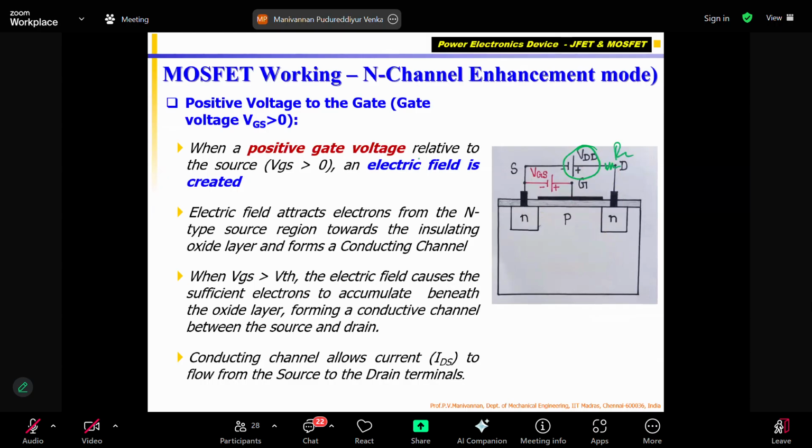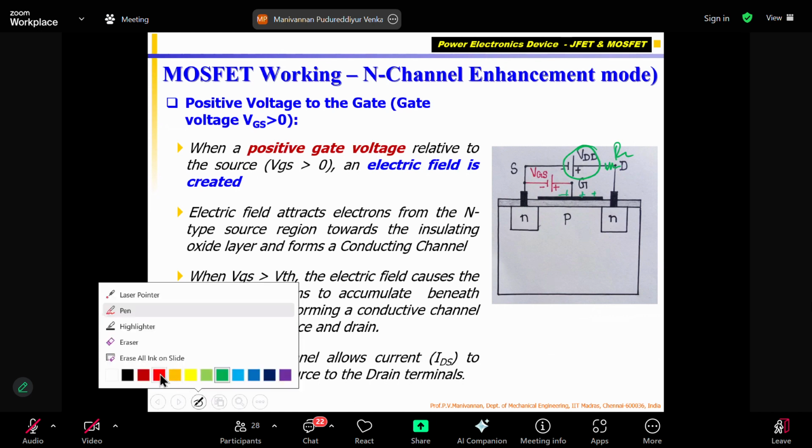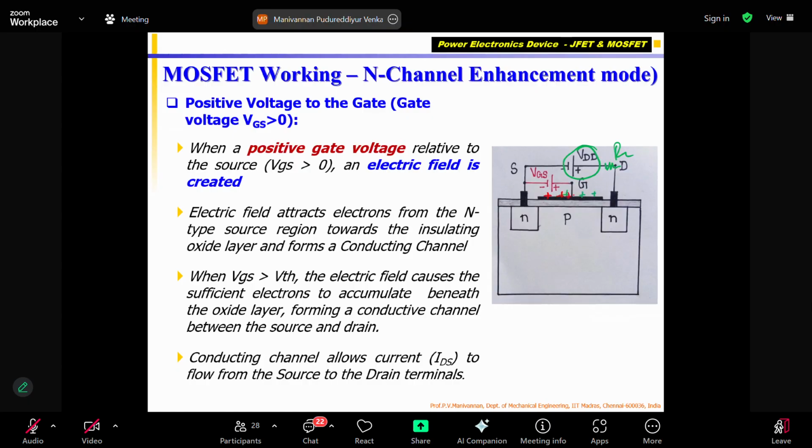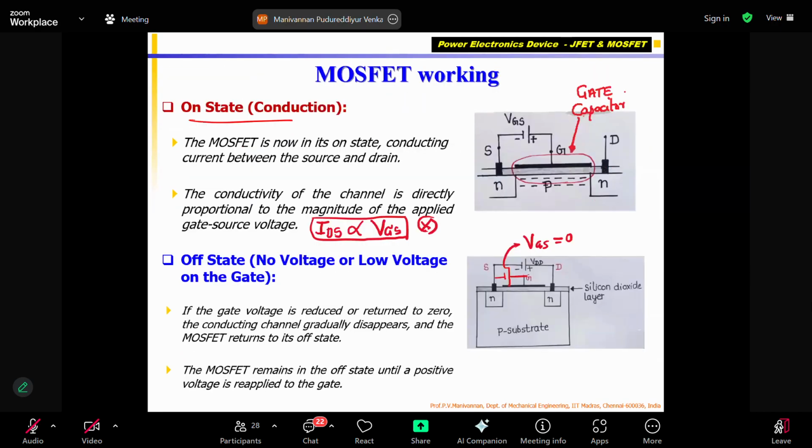A positive voltage relative to the source produces an electric field. That's what I showed, plus here. Maybe red will be better. Okay. The electric field is created because of that. On the bottom side, electrons from the P region are attracted. So a capacitor. So this works as an energy storing device. But this path is sufficient for current flow from here to here. Load. That's how the enhancement mode N channel works.